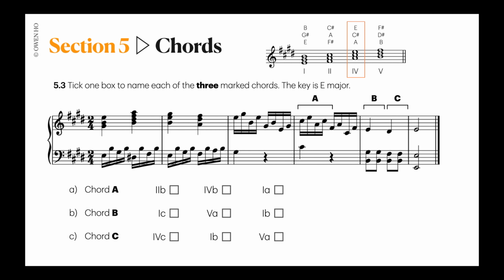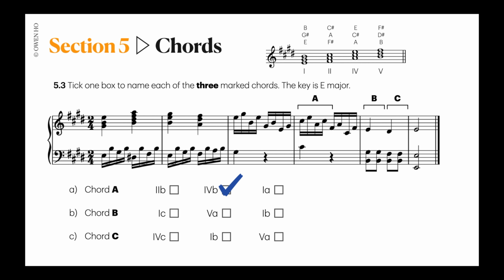And in order to consider what inversion it is, we simply need to determine if the bass note is the root, third, or fifth. And in this case, because it's a C sharp in the bass, that makes it a first inversion. And the answer is 4B.